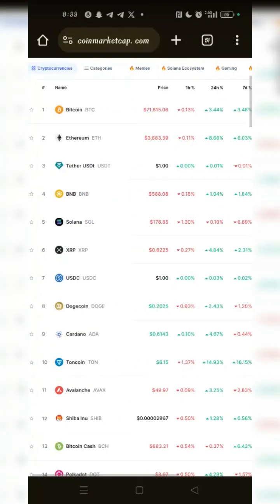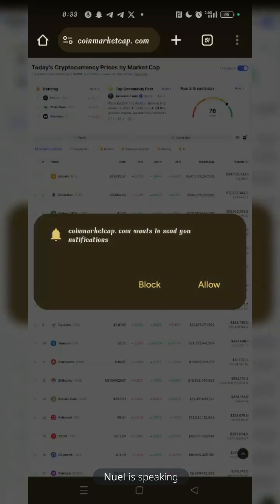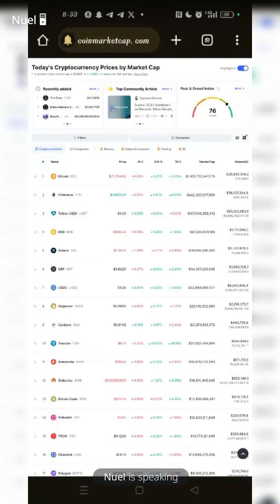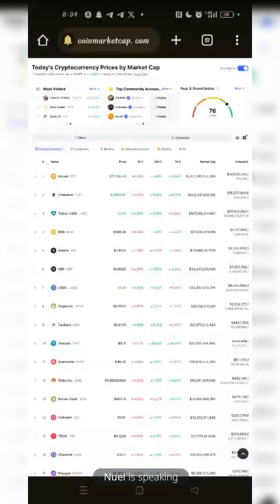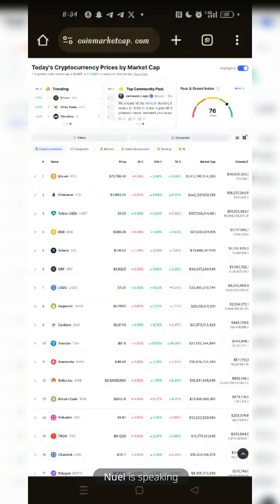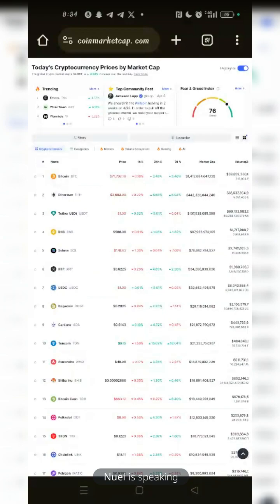So this is Bitcoin. So this is CoinMarketCap. This is one of the apps or the websites. It has an application too, and it has a website. So this is the website I'm using right now. You can go to the Google Play Store or App Store and download the app, or you can go to their website. I prefer their website though.